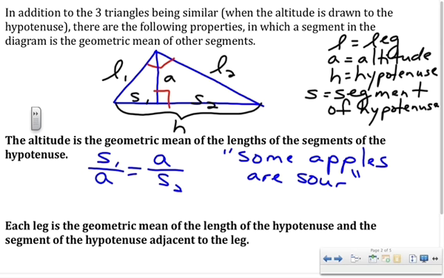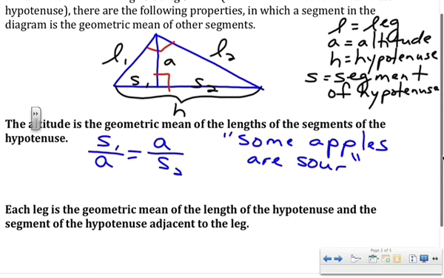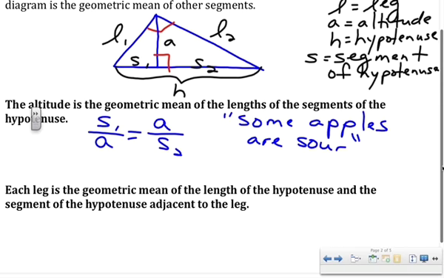Okay? The next formula that comes out of these triangles says that each leg is the geometric mean of... let me stop reading. Leg is the geometric mean. So that means leg goes in those two spots. And it says it's the geometric mean of the hypotenuse and then the segment of the hypotenuse that's adjacent to that leg. Remember how I was talking about how S1 is touching L1 and S2 is touching L2? That's what I mean by adjacent.